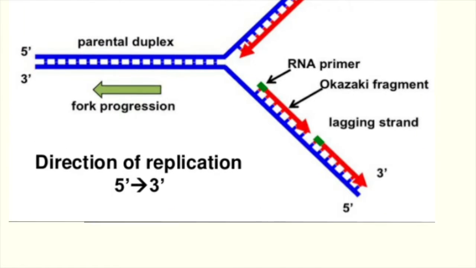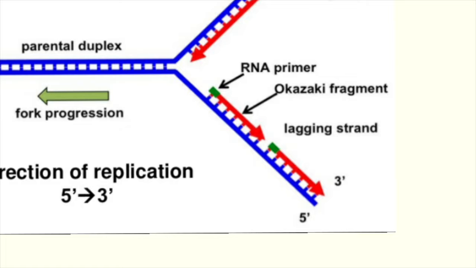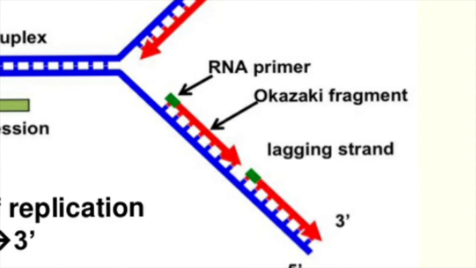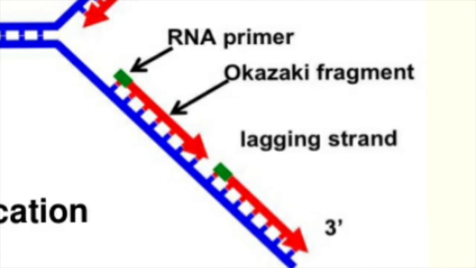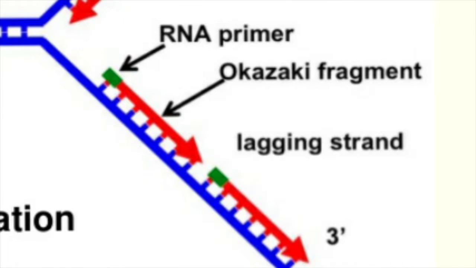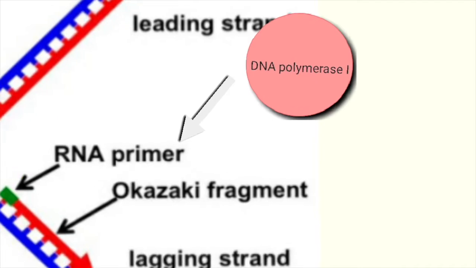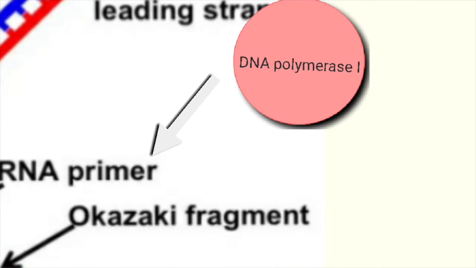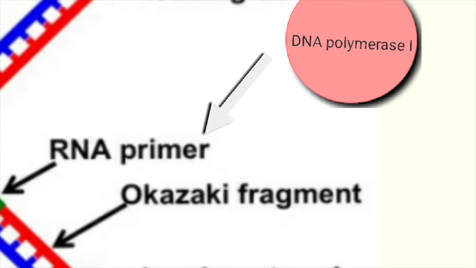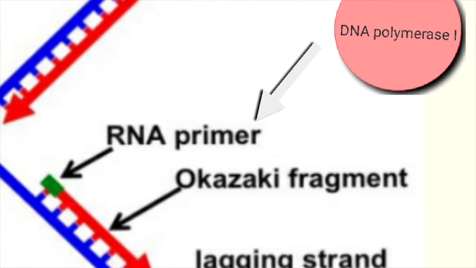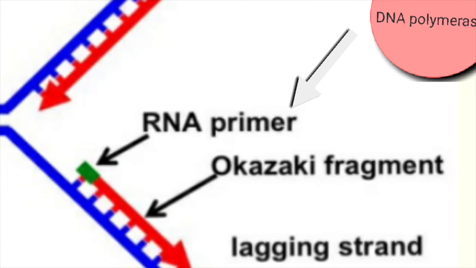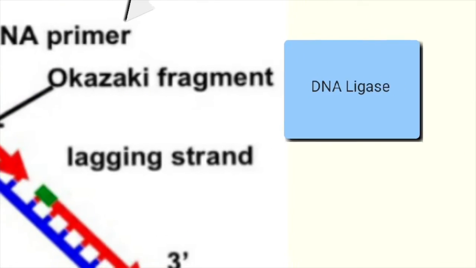After the addition of each primer, the synthesis of the Okazaki fragments, which are a series of short fragments of DNA that each begin with a section of RNA, takes place. Then comes the enzyme DNA polymerase I, which is responsible for removing the RNA primers and filling the spaces by extending the neighboring DNA fragments. The Okazaki fragments are then joined by an enzyme known as DNA ligase.